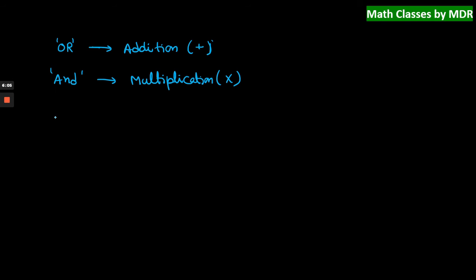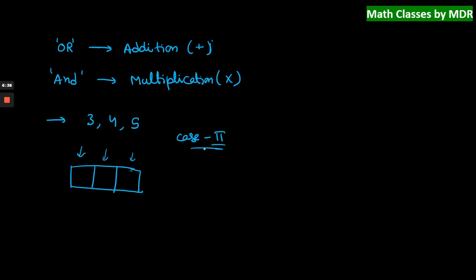Let us say that I have 3 numbers: 3, 4, 5. Now I want to form a 3-digit number. Let us say this is the units place, then the tens place, and then the 100's place. Let us start from the 100's place. Let us take case 2, repetition not allowed.